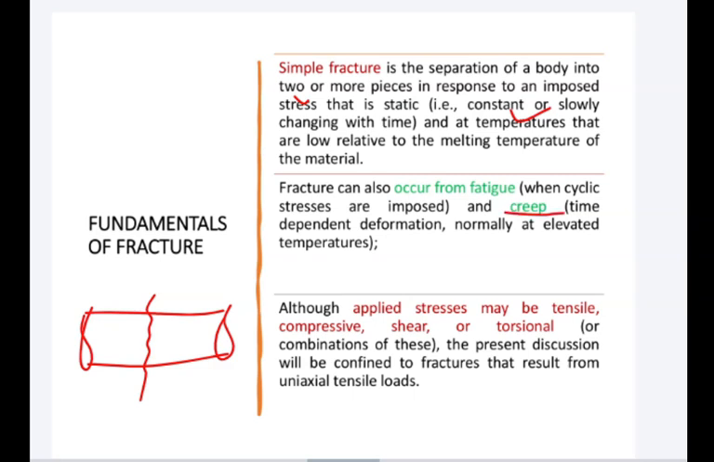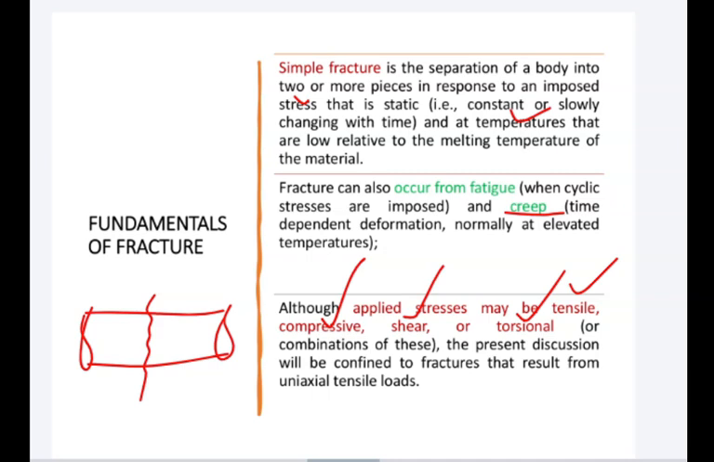And fracture can also occur from creep, which is time-dependent deformation, which we have studied. We put a load on the material and we leave it for some time. So this is time-dependent deformation. Due to time-dependent deformation, the material can fail, and this normally occurs at high temperature. Now, when I say that the material is loaded, it means we applied some stresses. The stresses can be tensile, compressive, shear, torsion, or a combination of these. So the material can fail under these types of stresses, or a combination of them. So this is simple fracture.